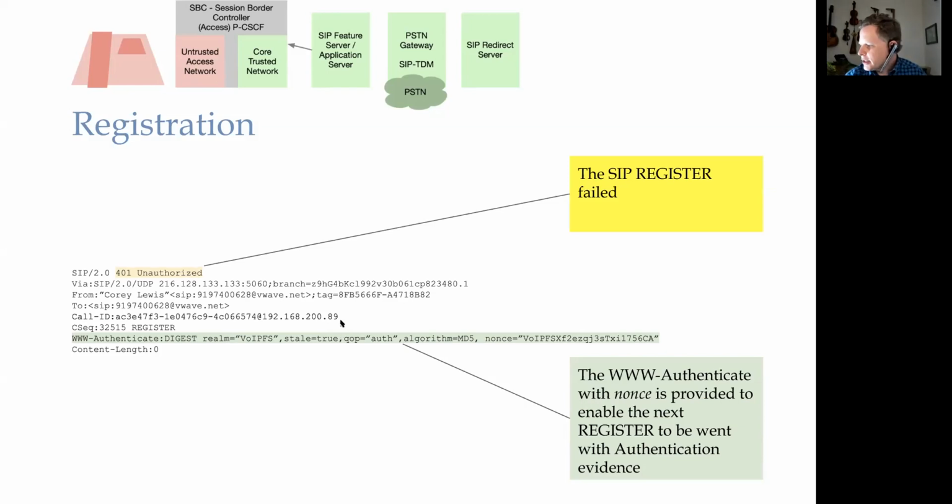We see that the next thing that happens is that the application server sends back a 401 Unauthorized, challenging this registration. And this is how the authentication process works. It sends back a challenge with this nonce value.